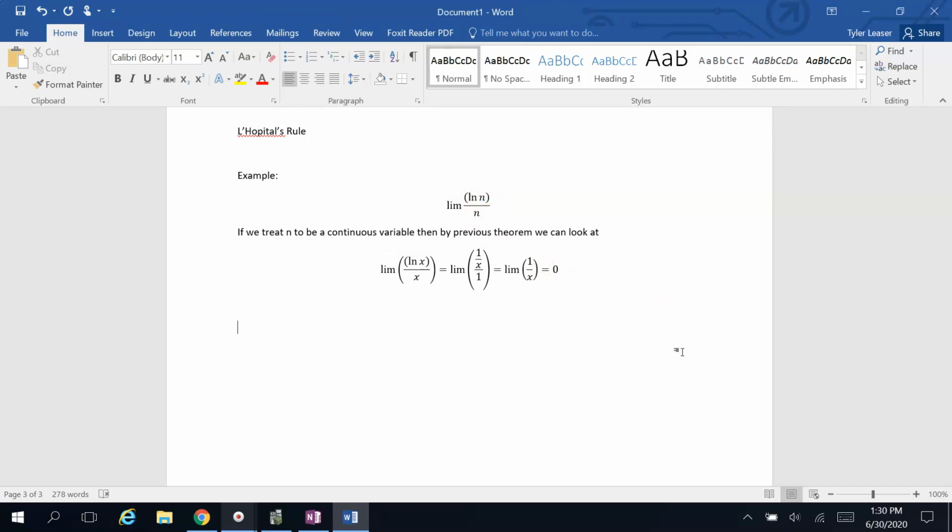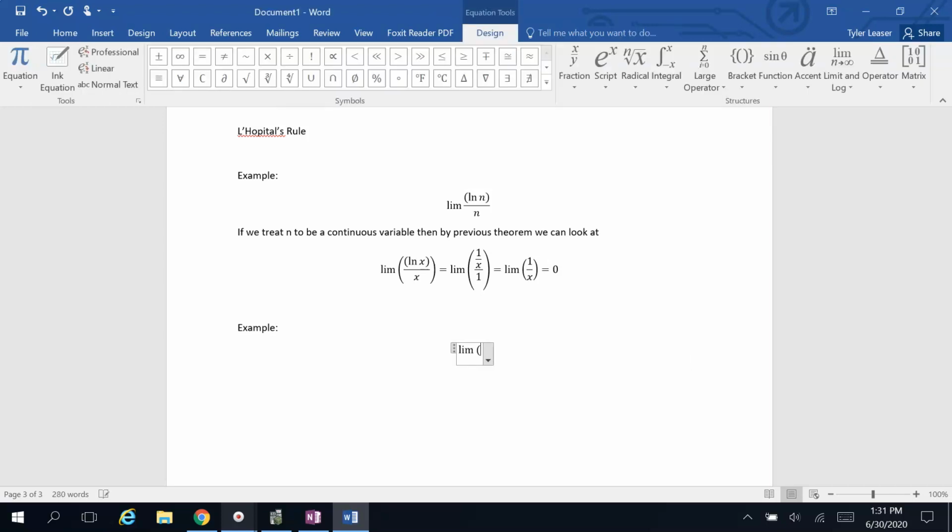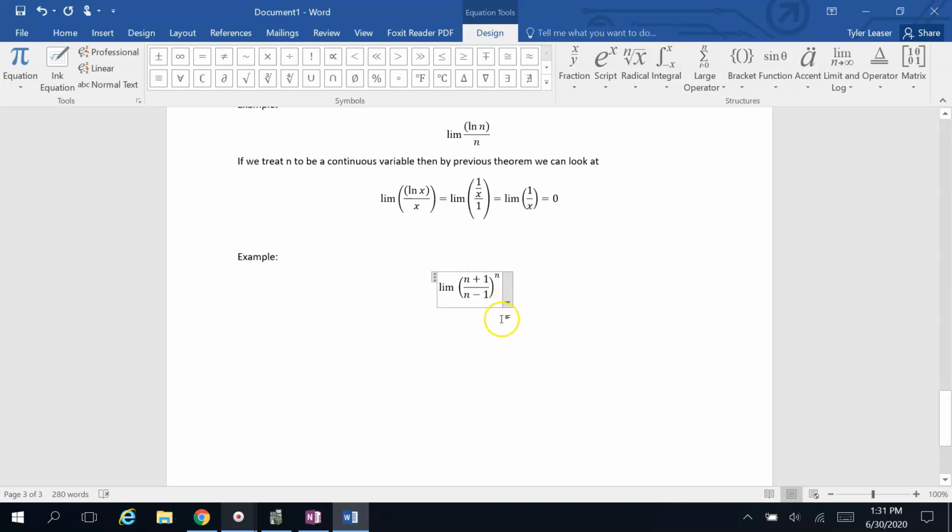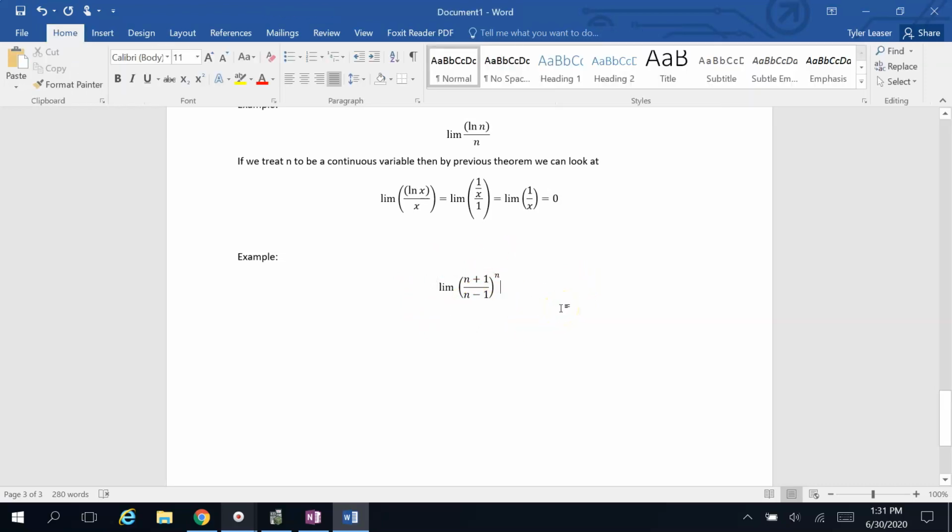And I got one more example. This one's going to be a little bit longer. This should also be a technique that you saw back in Calc 1. Here we're looking at the limit as n goes to infinity of n plus 1 divided by n minus 1, all to the n. I want to know, does this converge? And if it does converge, what is the limit?